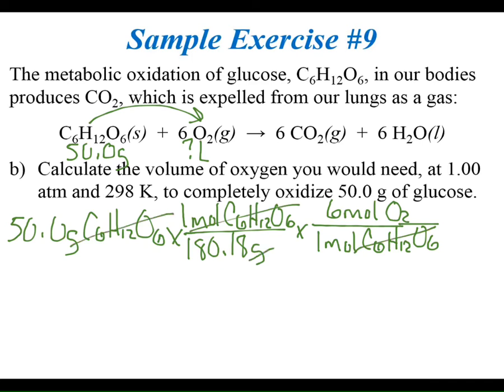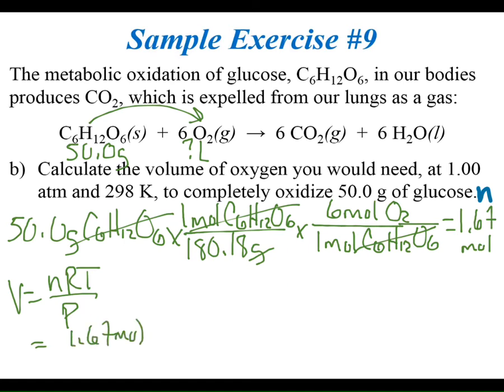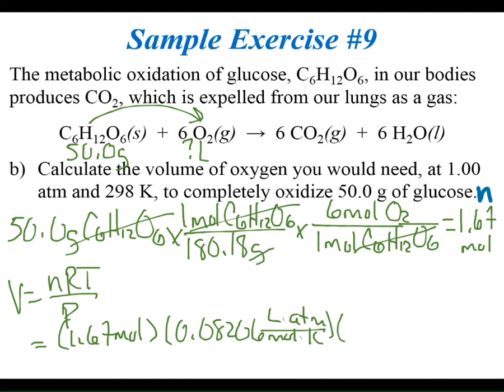Okay. And how many moles of oxygen was that? 1.67. Okay. So that's our N. Perfect. Okay, well, let's just plug it in real quick. So N, 1.67 moles. R, 0.08206 liter atmosphere per mole Kelvin. T, what's T? 298 Kelvin, yeah, no converting even needed this time. And our P, what's our P? 1.00 atmospheres.